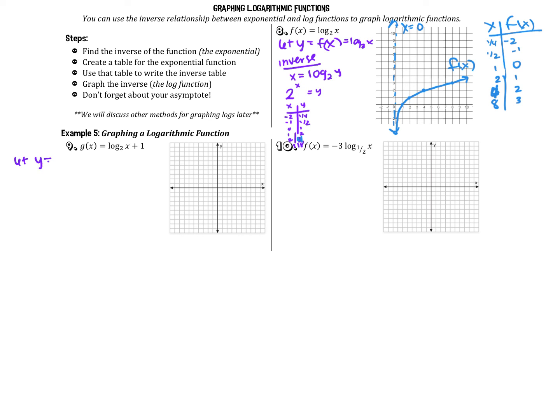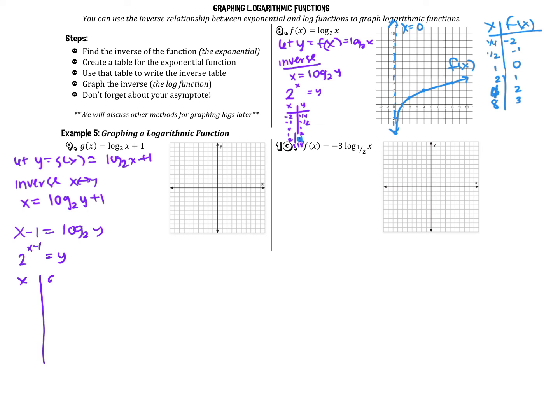So I'm going to say let y equal g of x, which is log base 2 of x plus 1. To find the inverse, we're going to switch our x's and our y's. So x is equal to log base 2 of y plus 1. And now we're going to solve for y. So we're going to subtract 1 on both sides. Now, over here on the right, I just have this log. So now I can translate a log is an exponent. So I can rewrite this in exponential form. 2 to the power of x minus 1 is going to equal y.